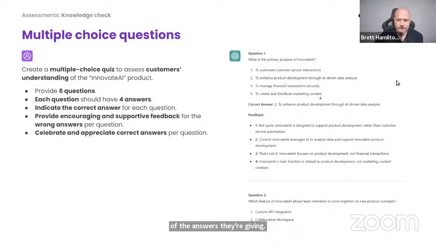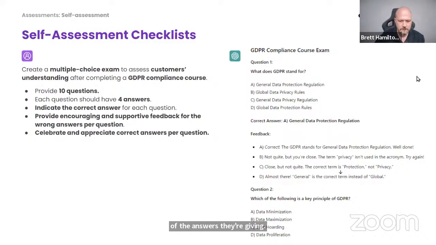Next slide. We can even use chat AI to create multiple choice exams to address customers' understanding after completing a GDPR compliance course. So again, we're looking at ChatGPT, and we're saying provide 10 questions. Each question should have 4 answers. So we're telling it exactly what types of questions we want.